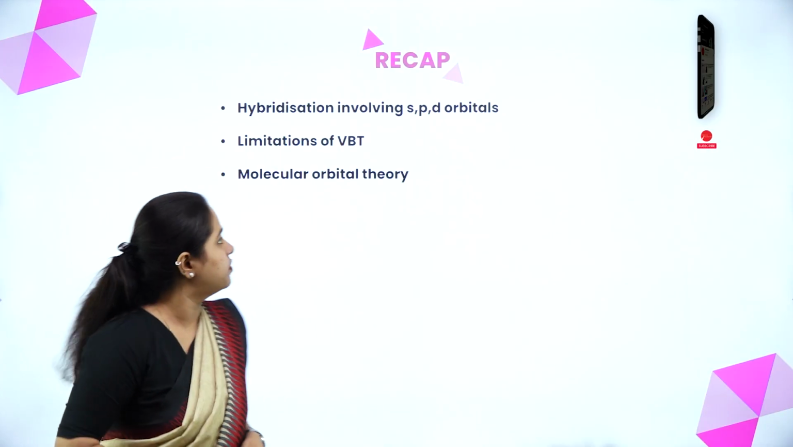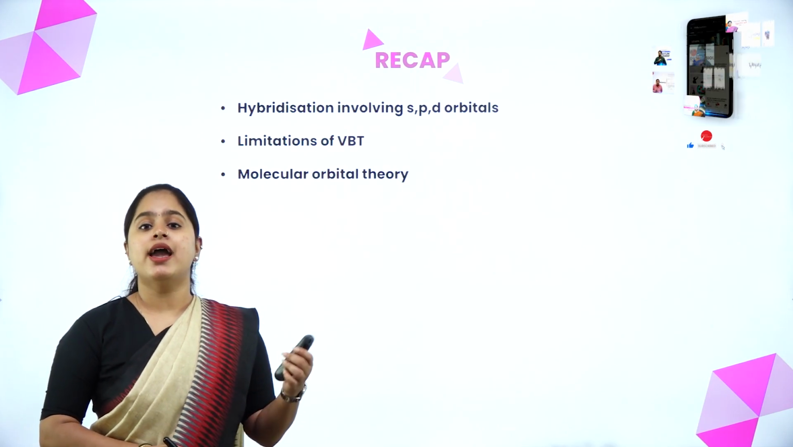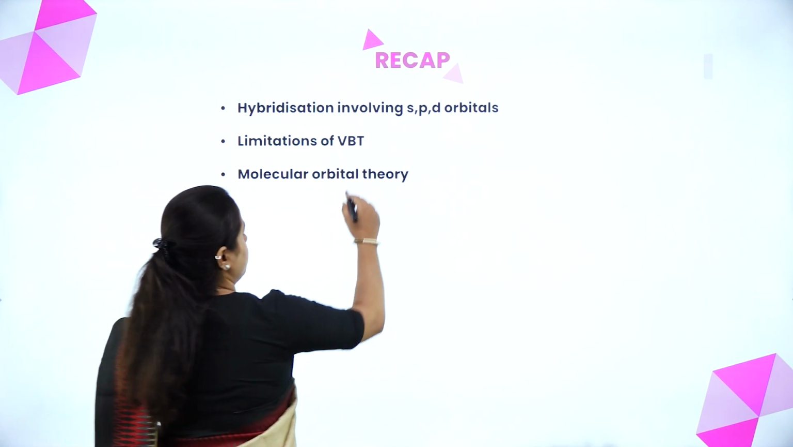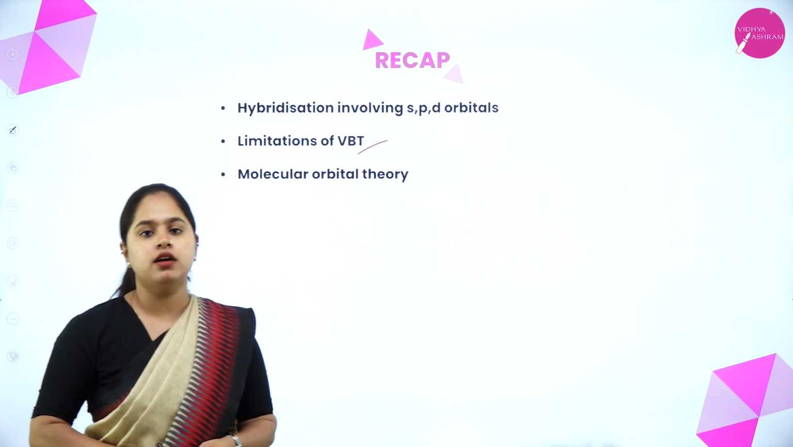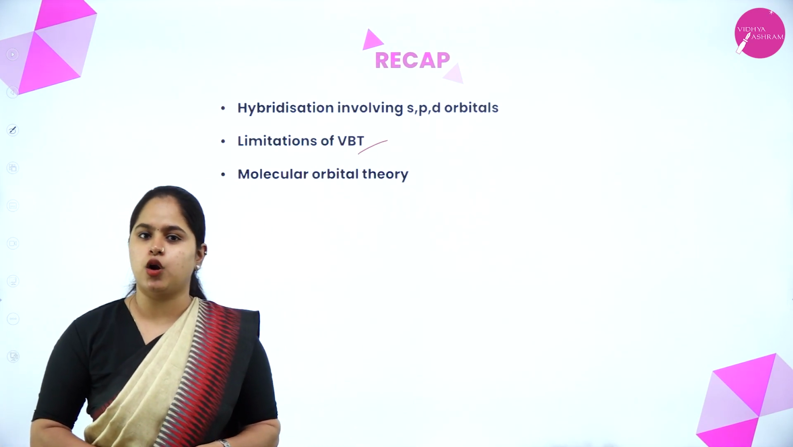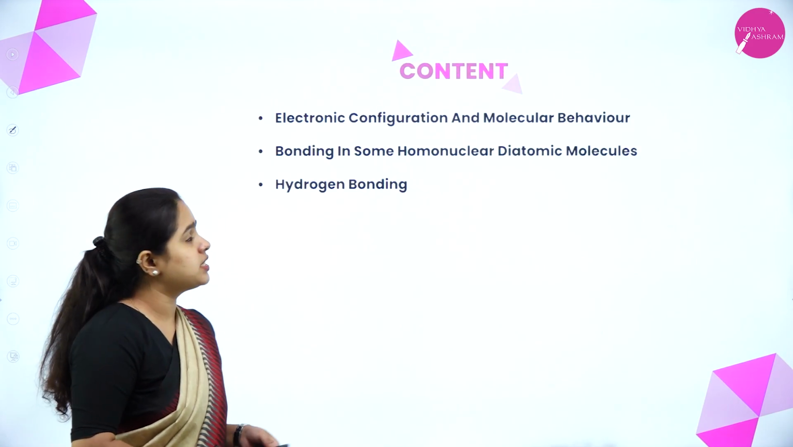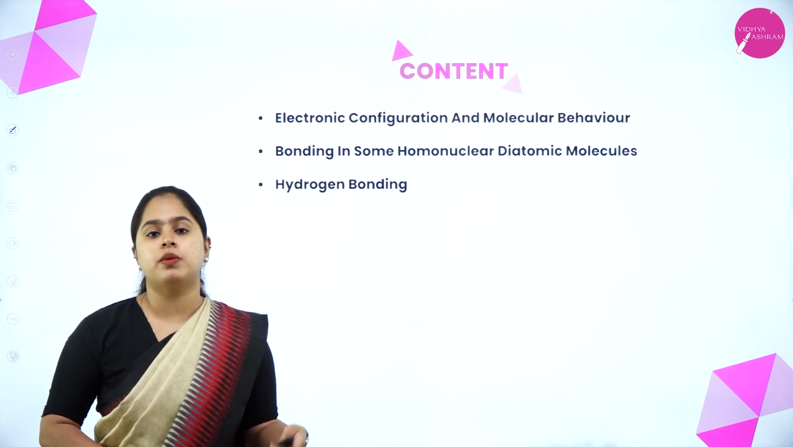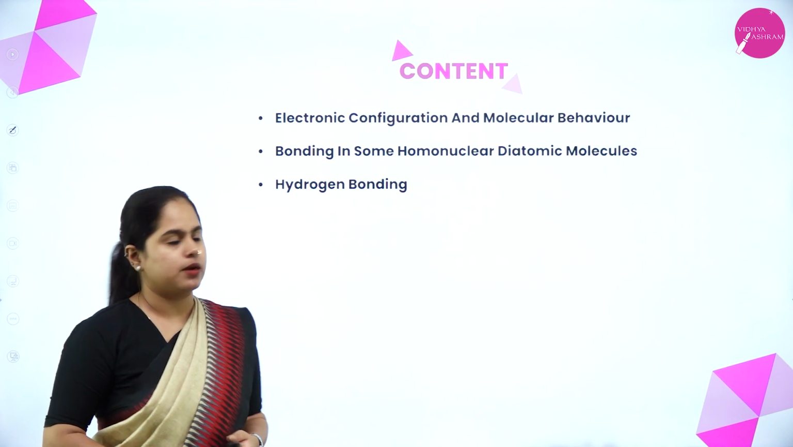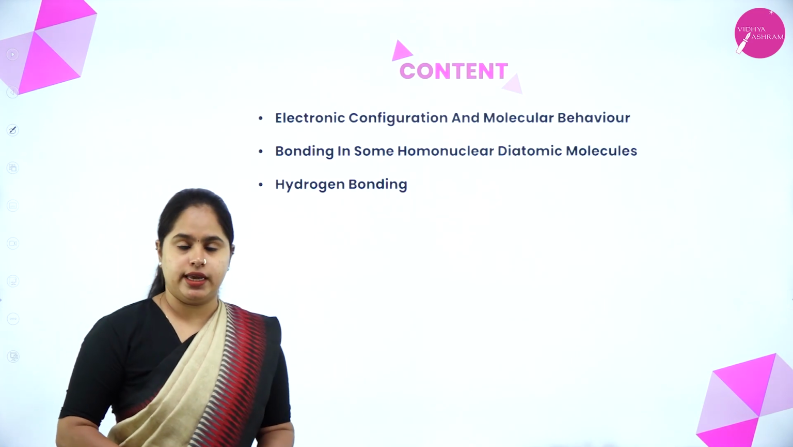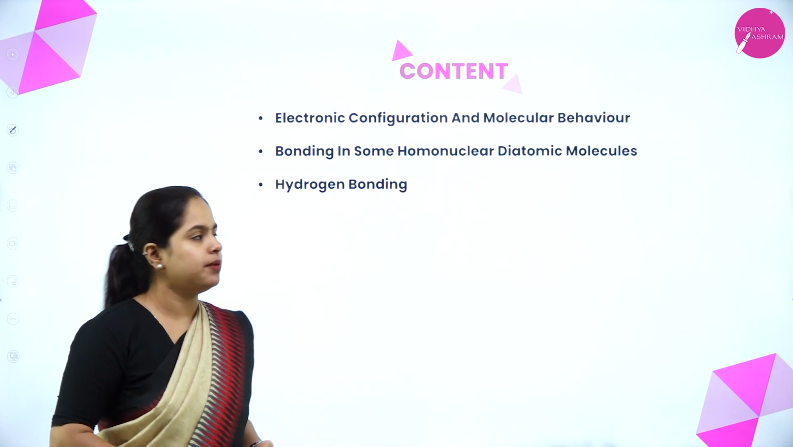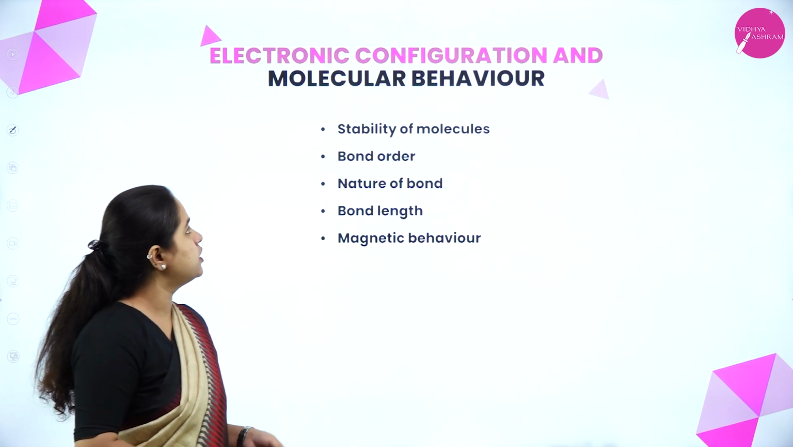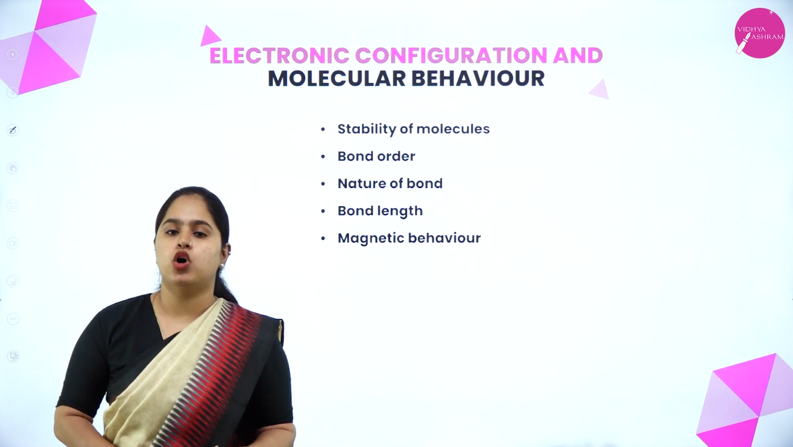Right, so in the last session we discussed the hybridization involving s, p and d orbitals. Then we discussed the limitations of valence bond theory, and then we started off with the next approach to chemical bonding, that is molecular orbital theory. So in today's session we will be discussing electronic configuration, and from that how you will be able to predict the molecular behavior. Then we will study bonding in some homonuclear diatomic molecules, and the last topic is hydrogen bonding. So beginning with the first one, that is electronic configuration and molecular behavior.